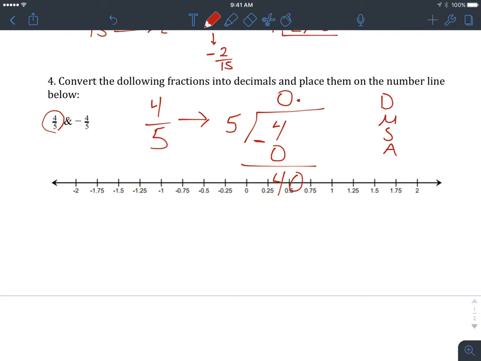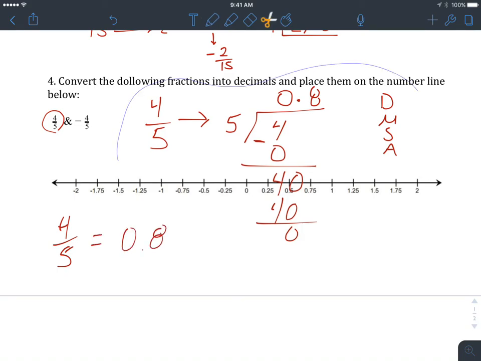Start from the top. D, 5 goes into 40 8 times. M, 5 times 8 is 40. Subtract, 40 minus 40 is 0. And once you've gotten to 0 or you found a repeating pattern, that's where you stop. So 4 over 5, let me do that again. 4 over 5 is equal to 0 and 8 tenths.